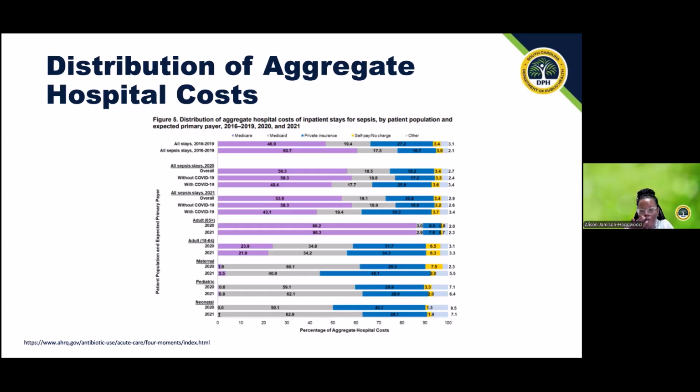And just of note, other dispositions include people leaving against medical advice, patients discharged alive, or even missing patients or invalid data. The distribution of the number of inpatient stays for sepsis by discharge disposition was based on stays in which sepsis was the reason for the stay or the principal diagnosis.